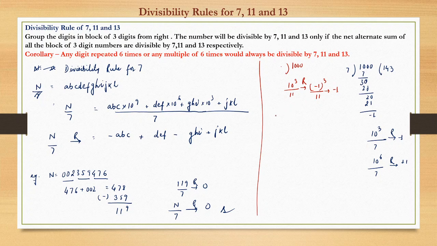For 13, if I divide 1000 by 13, it will be 13 7 91, and the remainder is again minus 1. So in all the cases of 7, 11 and 13, the remainder when 10 raised to power 3 is divided by those numbers is minus 1. So therefore, for the same reason, the divisibility rule for 7, 11, 13 is same.